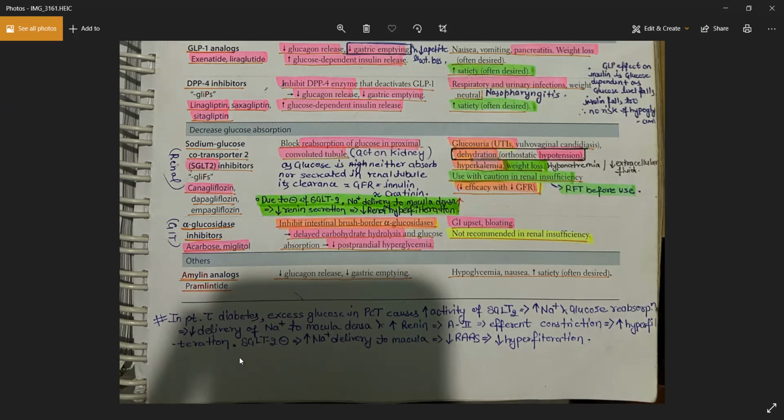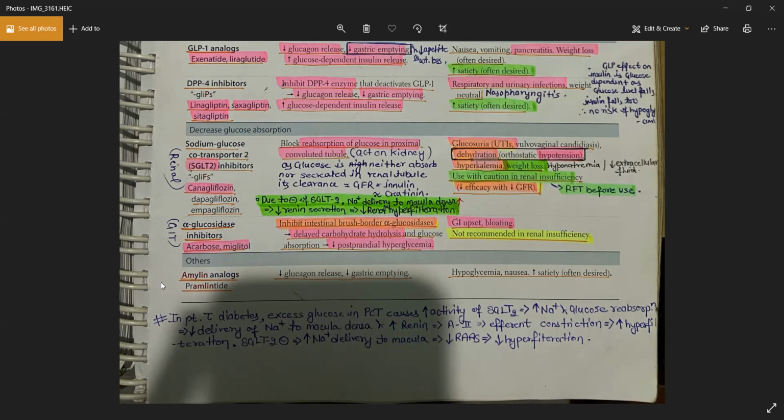Yes. Then some other drugs, like the amylin analogs, which is pramlintide. Does anyone remember the amylin? It is released by beta cells. And what does it cause in type 2 diabetes mellitus? Amyloidosis. Yes, the secondary name of amylin is islet amyloid polypeptide, IAPP.